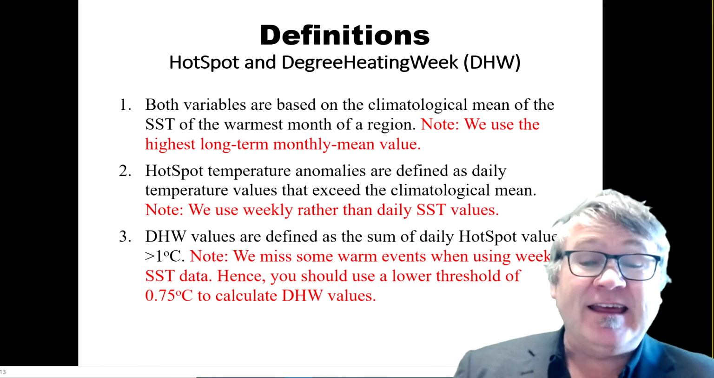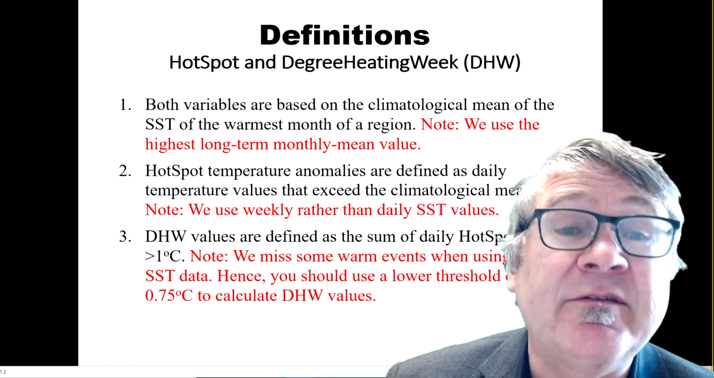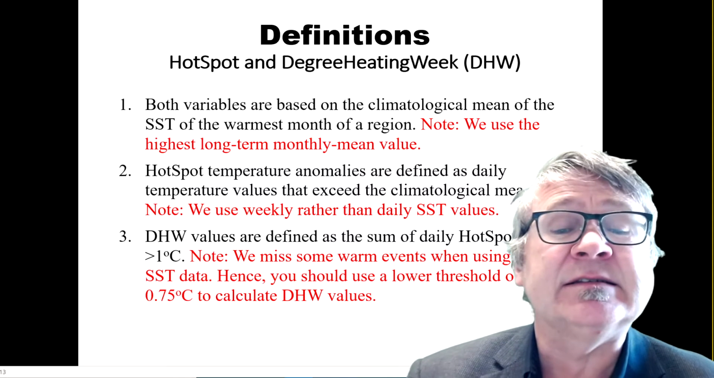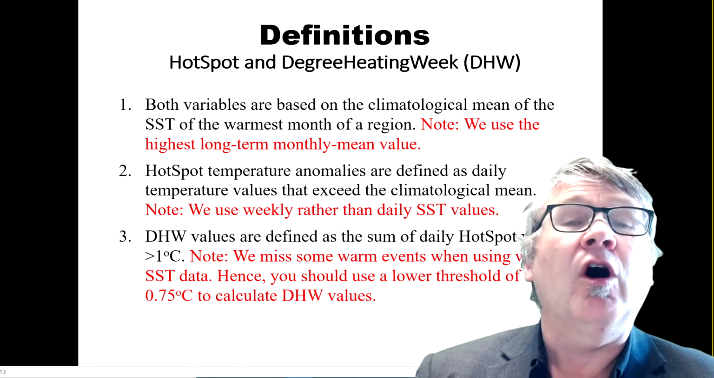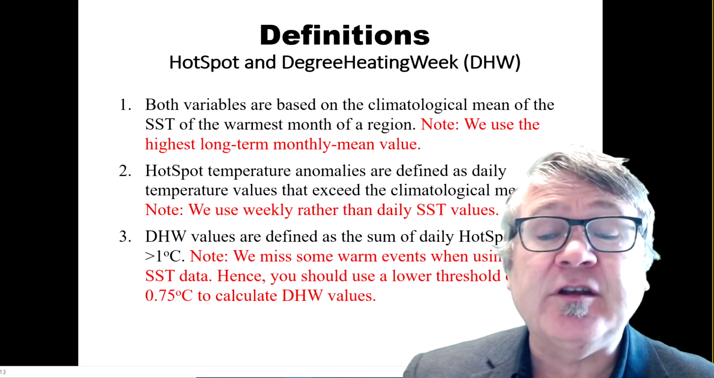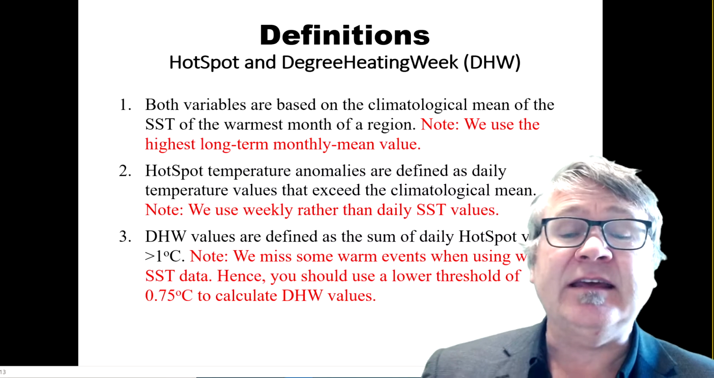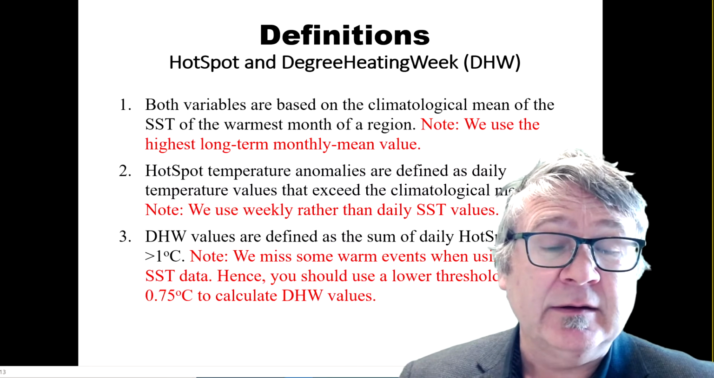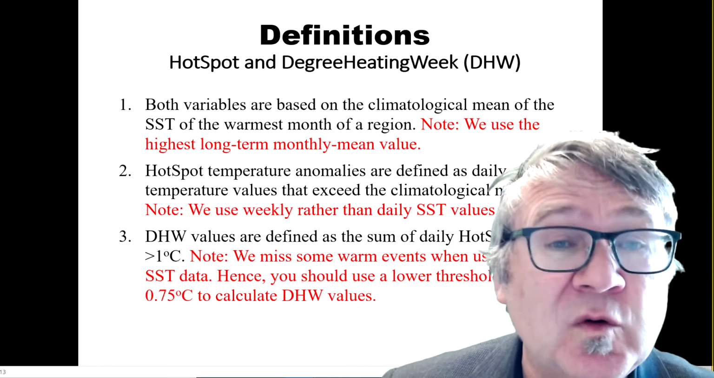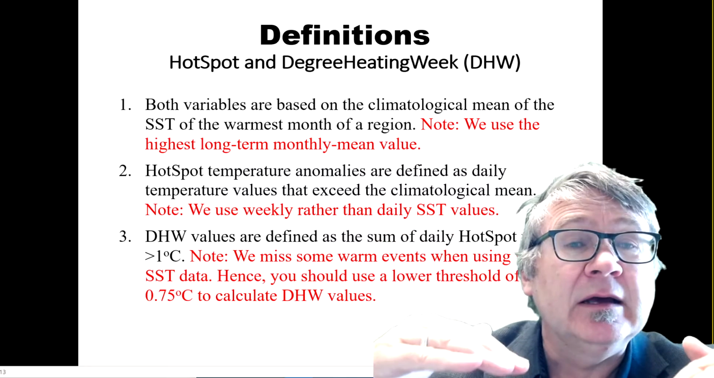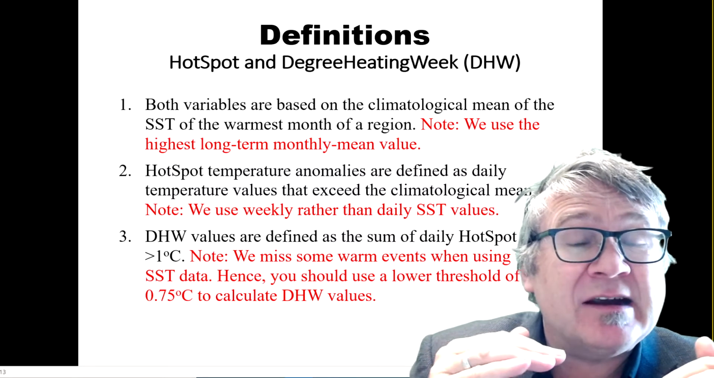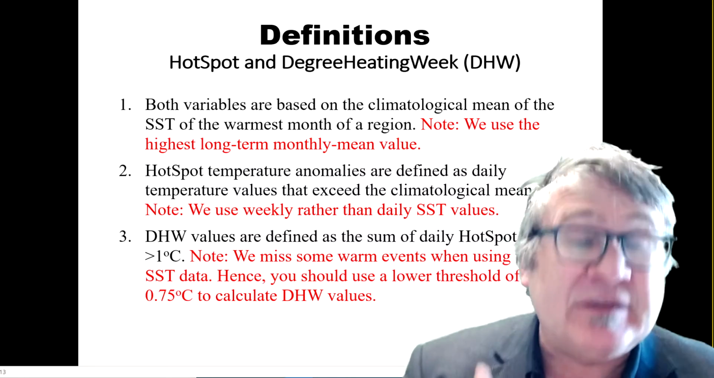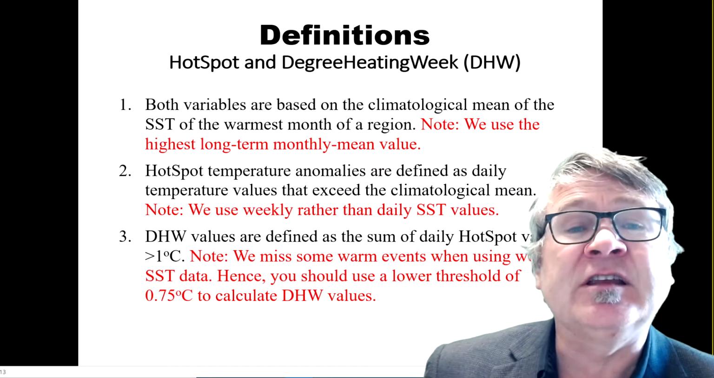All right, so we use weekly data, and we miss some events because we're already looking at an average. So what you should do in this exercise is use a lower threshold of 0.75 degrees Celsius to calculate the DHW value. Not 1 degree, but a lower value. And it doesn't matter in the end which value you use, because you compare different regions or different years of data. You can always see it's the difference that matters, not this definition of the threshold value.